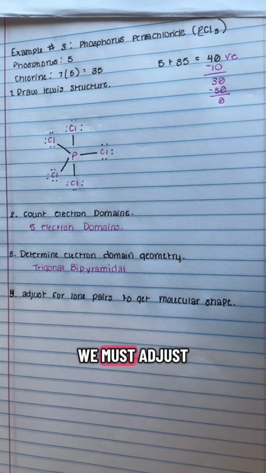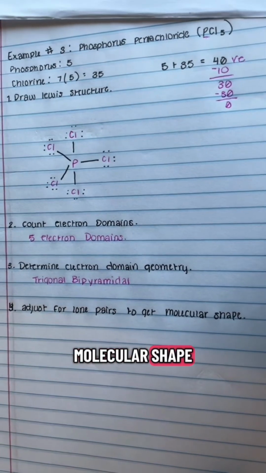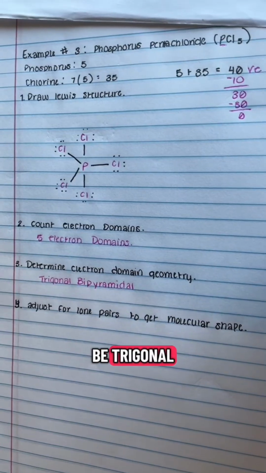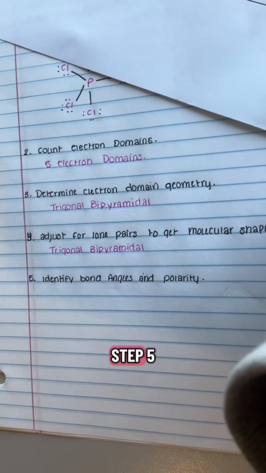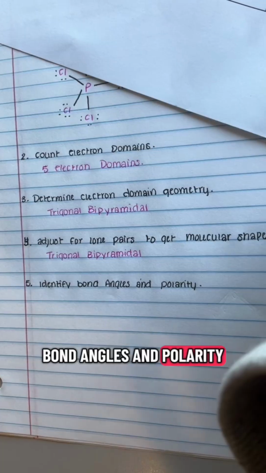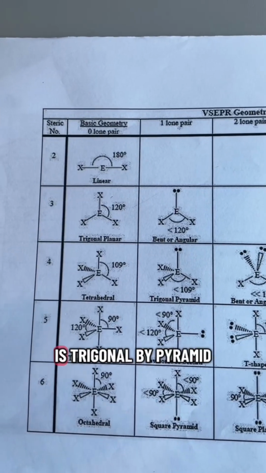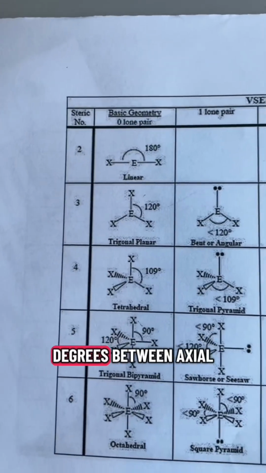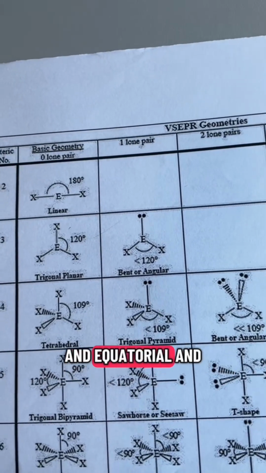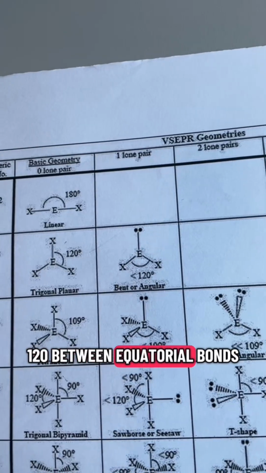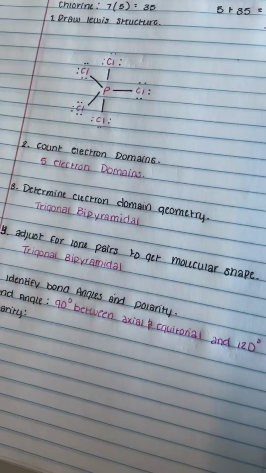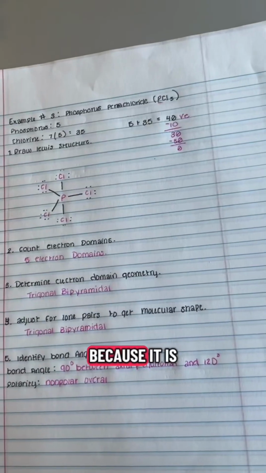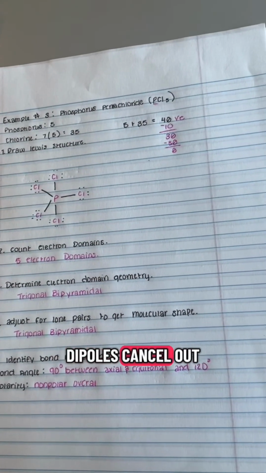Now for step 4, we must adjust the lone pairs to get a molecular shape. But since there are no lone pairs, it will still be trigonal bipyramidal. Now for step 5, we must identify bond angles and polarity. Since our geometry is trigonal bipyramid, it is 90 degrees between axial and equatorial, and 120 between equatorial bonds. And the polarity is non-polar overall because it is symmetrical and the dipoles cancel out.